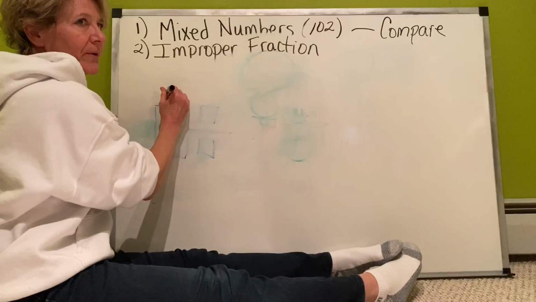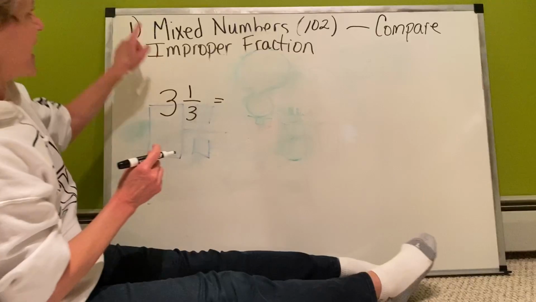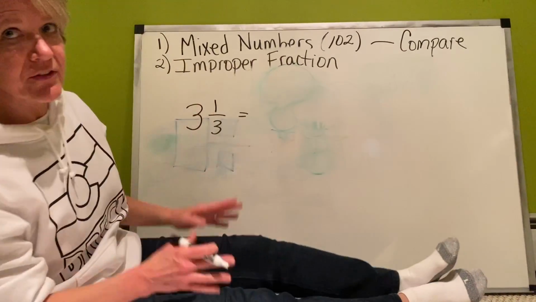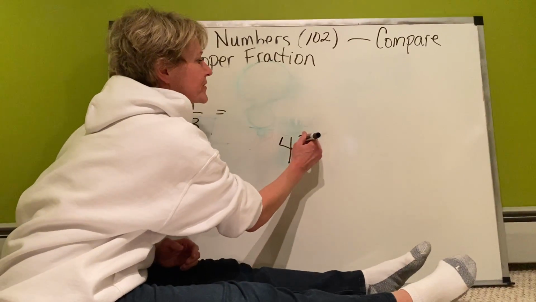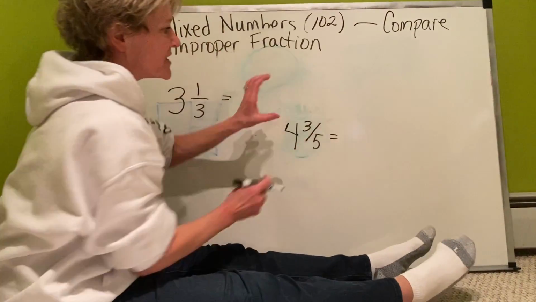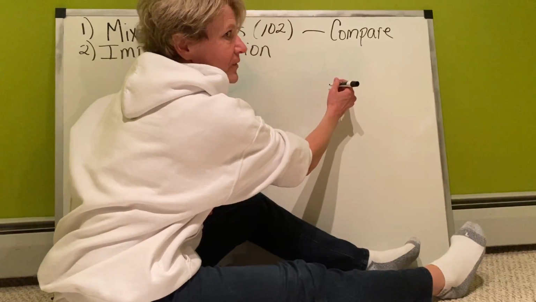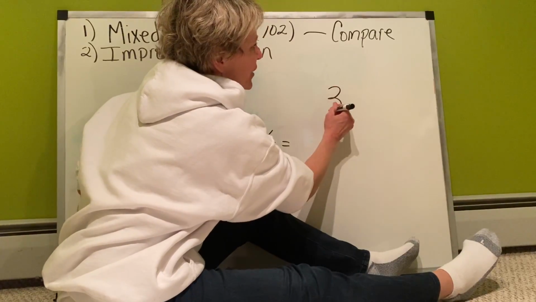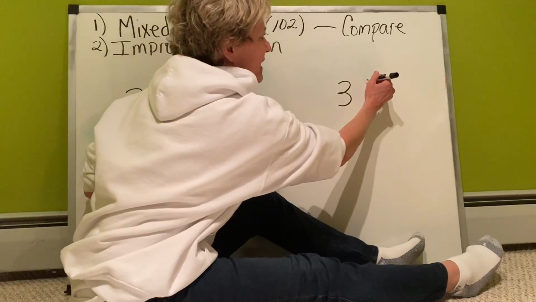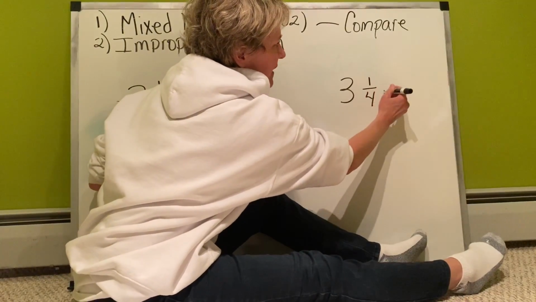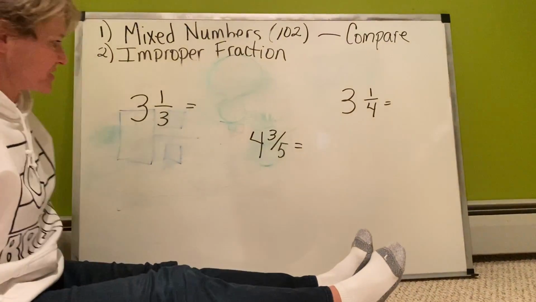Shout out a mixed number. What? 3 1/3? I heard you. We're going to see if we can change that to an improper fraction. Shout out another mixed number. 4 and what? Oh, 4 3/5. I heard you. We're going to change that mixed number into an improper fraction. And give me one more. A little louder. 3 and... Let's go 3 1/4. And we're going to change these mixed numbers into improper fractions.